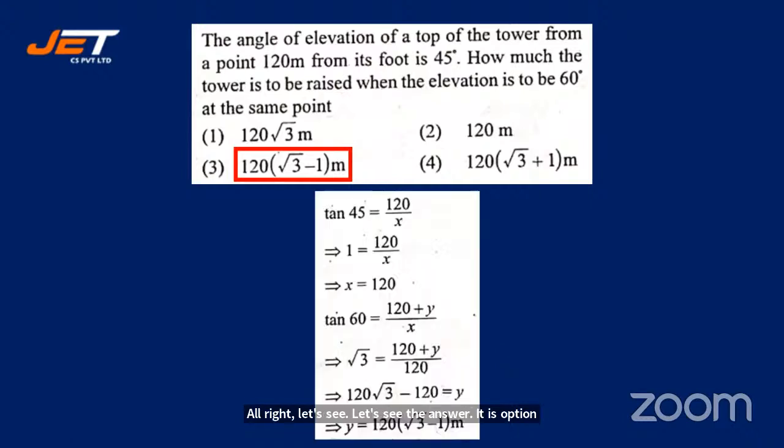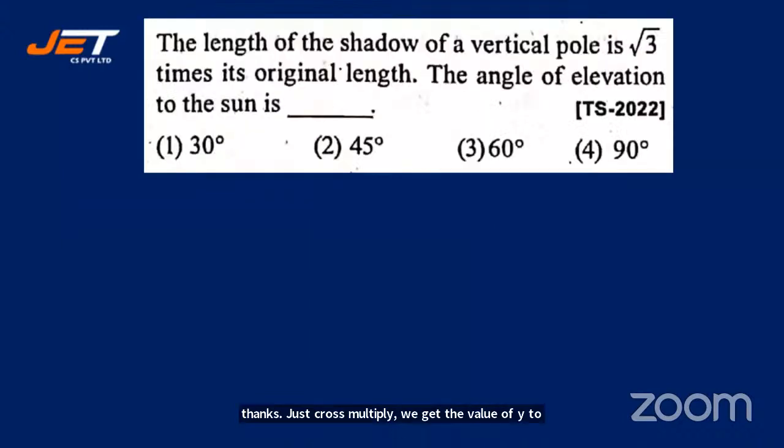How? As I told you, tan 45 is nothing but 120 by x, right? So tan 45 is 1. Cross multiply, you will get x to be 120. All right? Yes. And where is elevation? 60 degrees. So tan 60 is nothing but 120 plus y by x. Just cross multiply, you will get the value of y to be 120 into root 3 minus 1. All right, good.